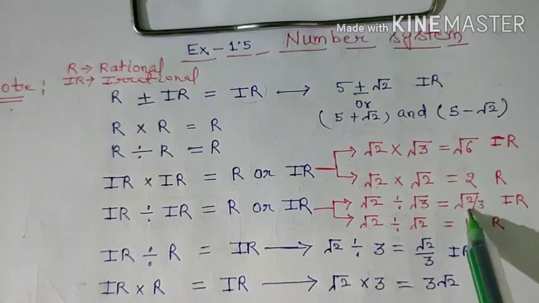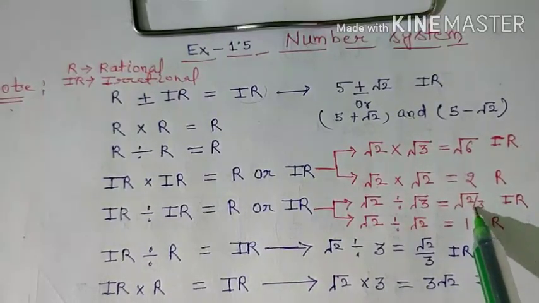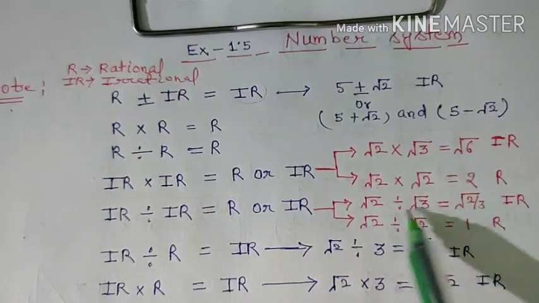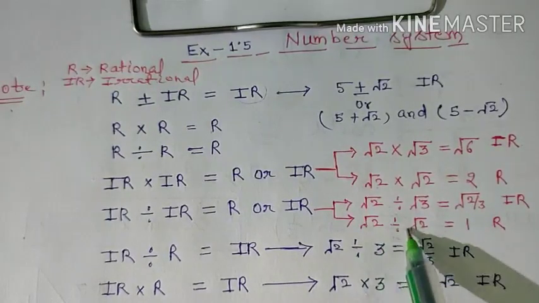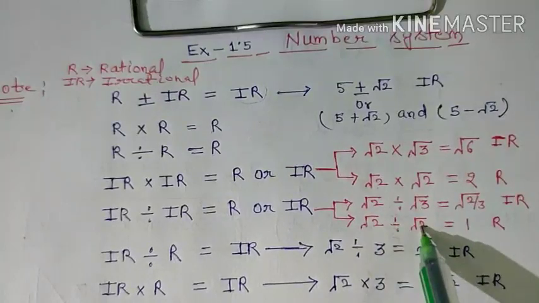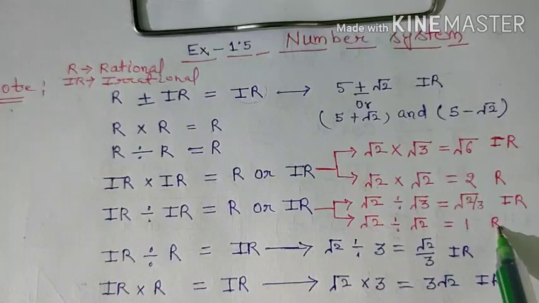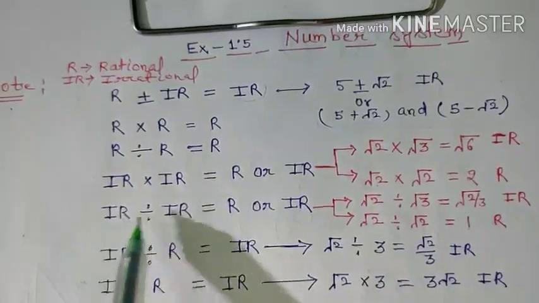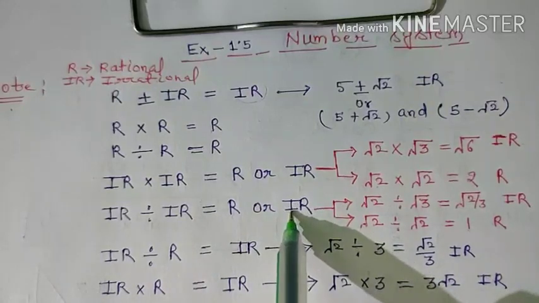You must be remembering, we will get a non-terminating, non-repeating kind of answer. So this is an irrational number. Similarly, root 2 divided by root 2 will give you 1 because both are equal numbers. So 1 is a rational number. That's why irrational divide irrational can give you rational or irrational.